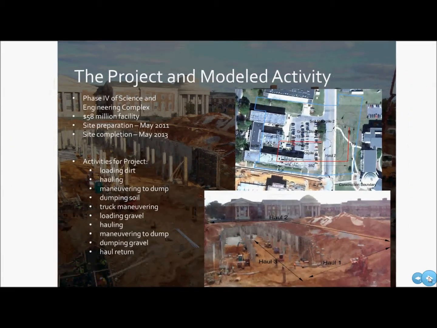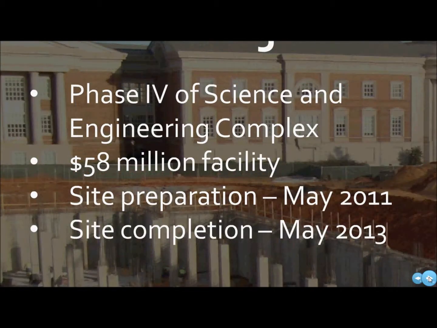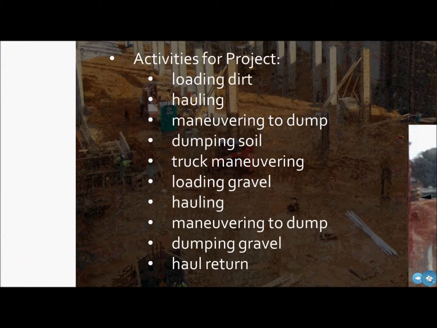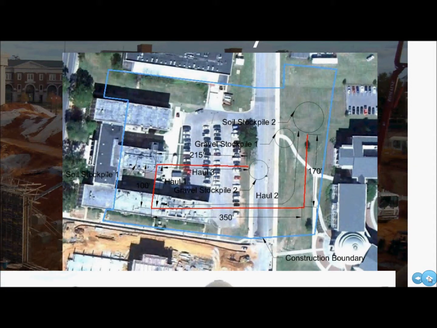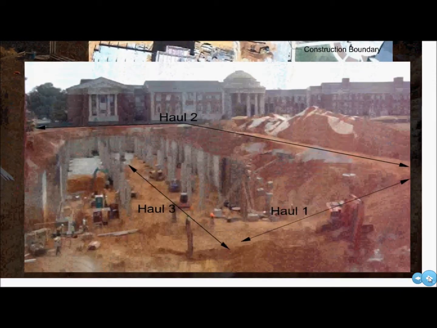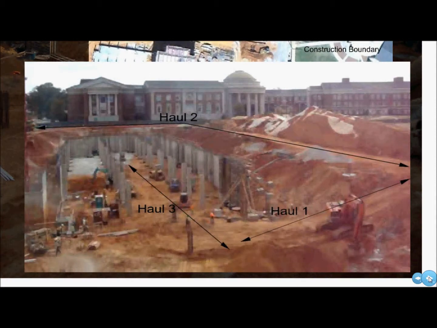As I mentioned before, this project is the SEC Phase 4 complex on the University of Alabama campus. Prep work started in May of 2011 and site completion is expected in May of 2013. Here you can see an aerial of the project and the modeled activity. Haul routes 1, 2, and 3 are labeled, as well as the locations of the gravel and soil stockpiles. In this photo you can see more clearly the haul roads.